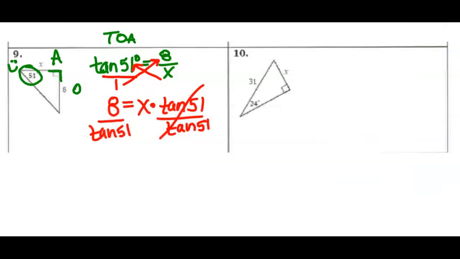6.5. Okay, it seems reasonable, right? This was an 8. This is a 6.5. Those are both legs. Seems like a reasonable number.